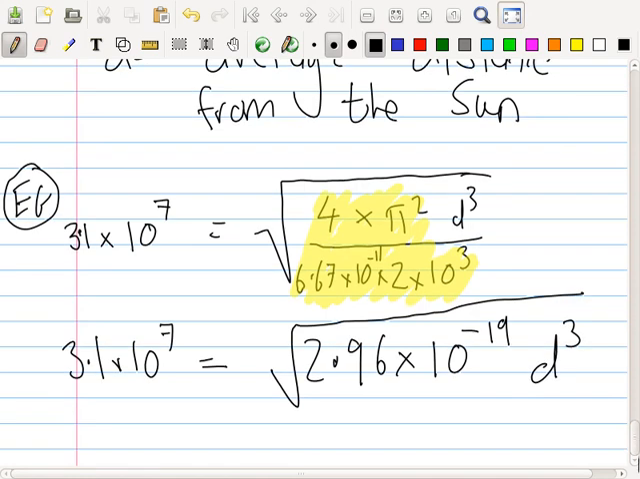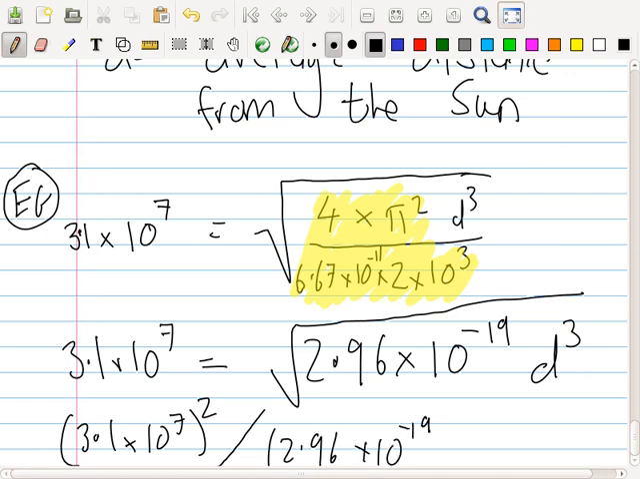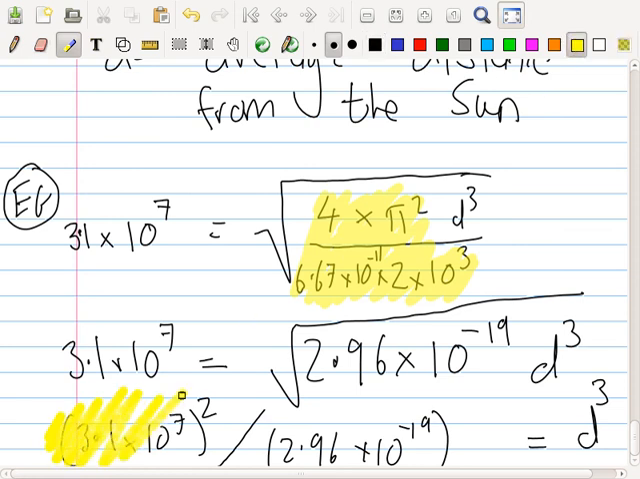Okay. Now we'll square both sides. That's why I didn't want you to take the root. So here you have 3.1 times 10 to the 7 squared divided by 2.96 times 10 to the minus 19. That will equal d cubed. So please now calculate what I have on the left here. I get 2.97.